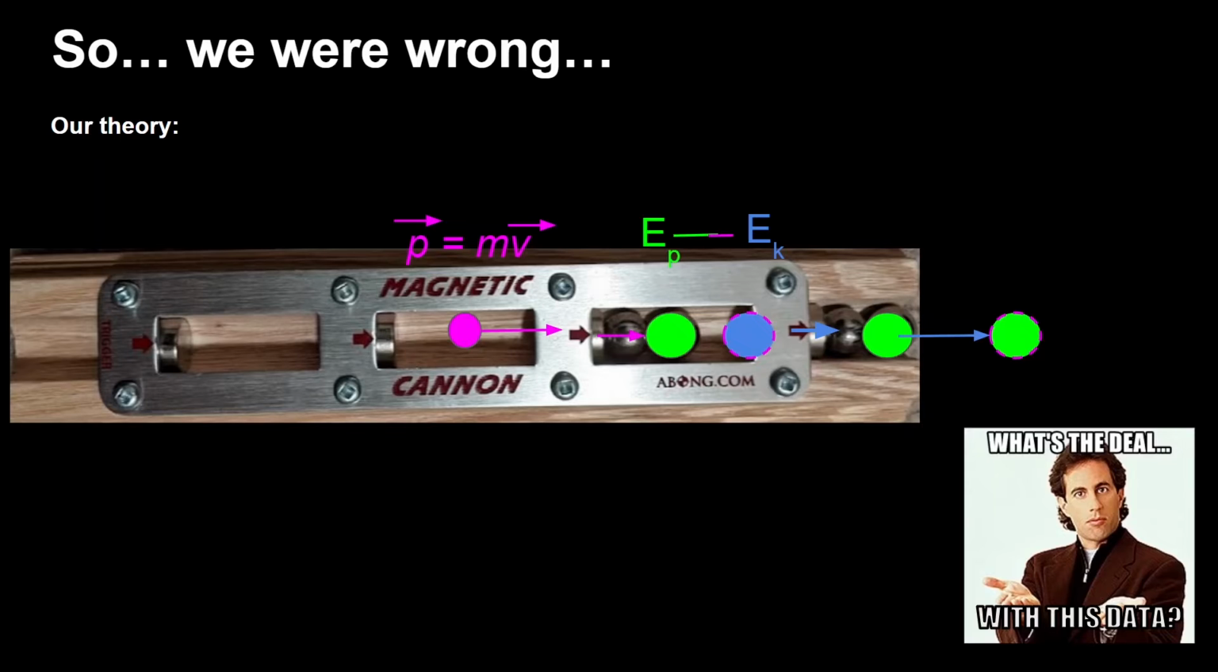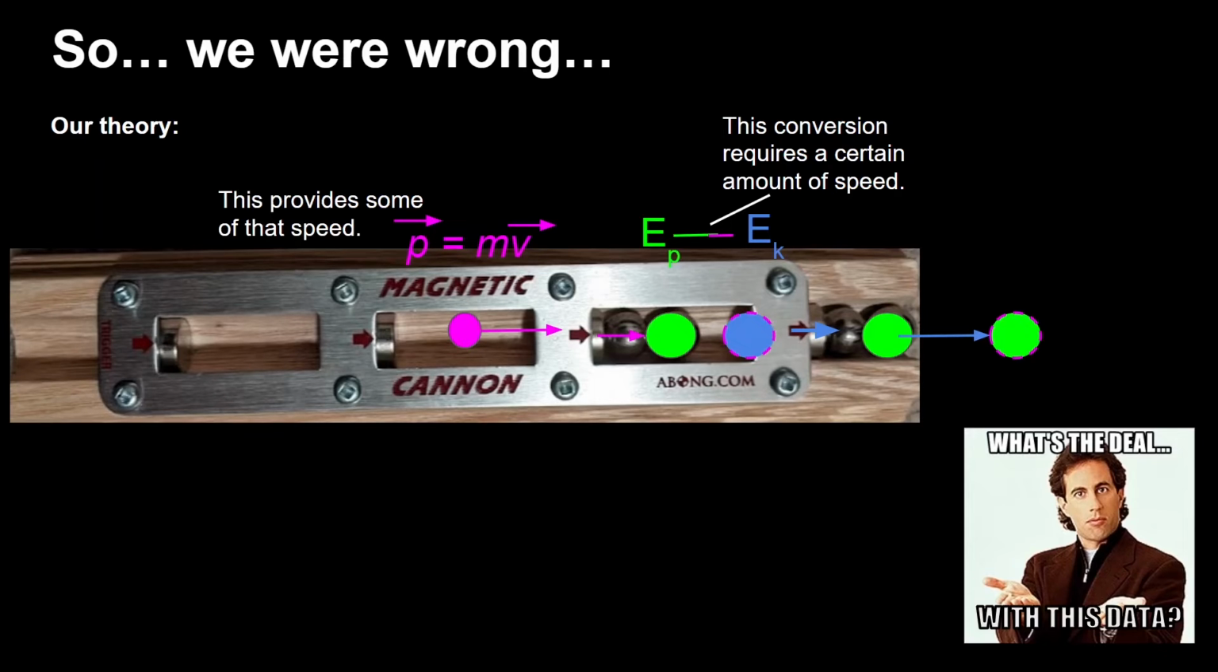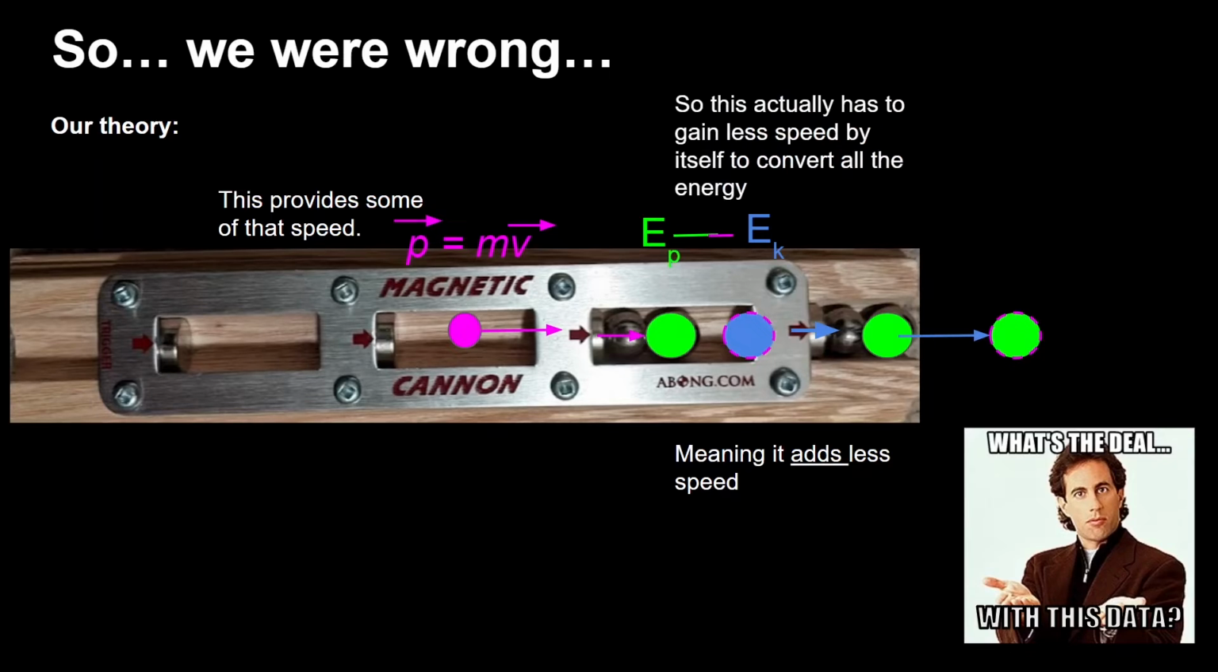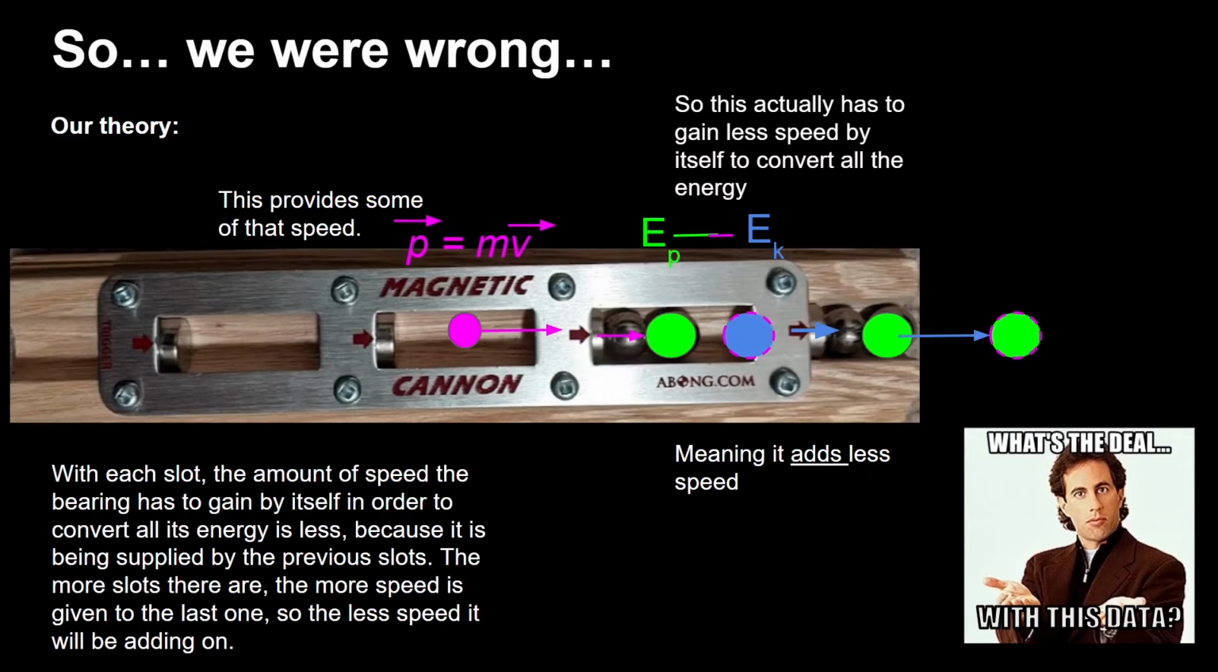That kinetic energy, as we've said before, requires a certain amount of speed. So in order to transform all of that potential energy into kinetic energy, the ball would need to gain a certain amount of speed. And the trigger actually provides a fair amount of that speed, which means that the ball has to gain less speed on its own to convert all of its potential energy to kinetic energy to reach that maximum speed required. So it adds less speed because a lot of the speed it needed for the energy conversion is supplied by the previous slots.